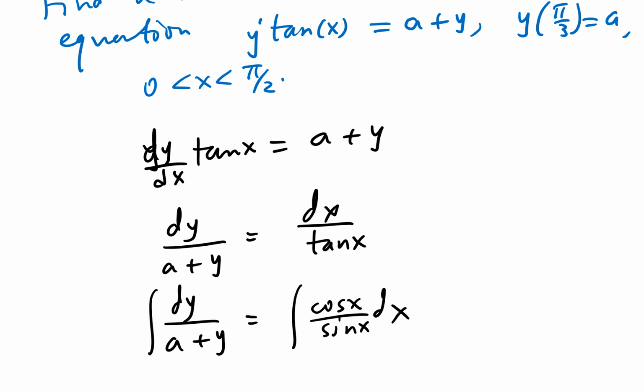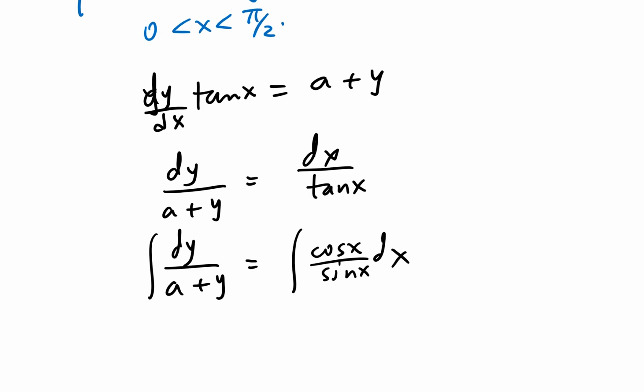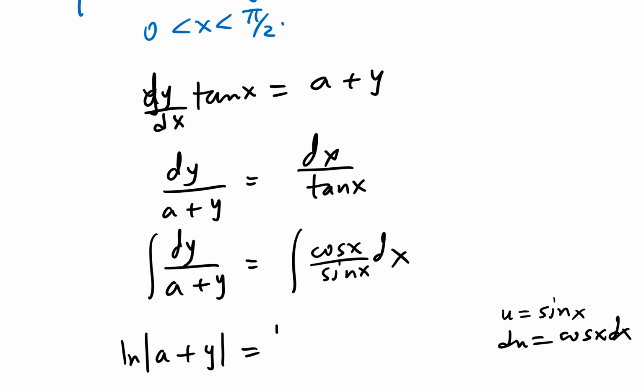Good. Next, the left-hand side, we can do u sub a plus y. And the same thing, right-hand side, we can do u equals sine x, so du is cosine x dx. So both of them are going to give me natural log of the absolute value of their denominators plus c. Or, for fun, you can put natural log of c. Still constant.